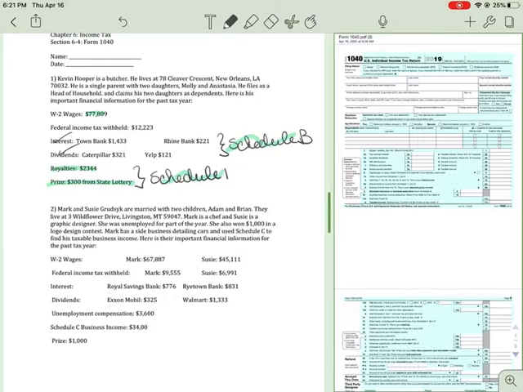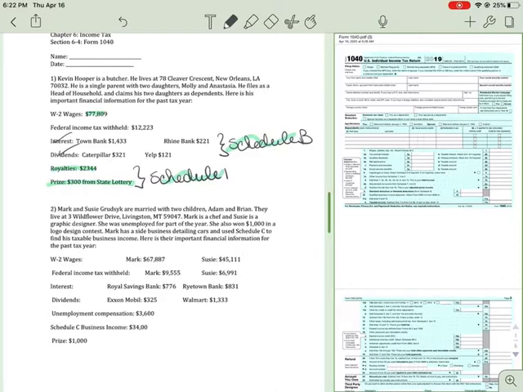Mark and Susie Grunchlick are married with 2 children, Adam and Brian. They live at 3 Wildflower Drive in Livingston, Montana, 59047. Mark is a chef and Susie is a graphic designer. Susie was unemployed for part of the year, but she also won $1,000 in a logo design contest. Mark has a side business detailing cars and used a Schedule C to find his taxable business income. So he already did that. We don't have to do anything with the Schedule C. And here's all the information for them.